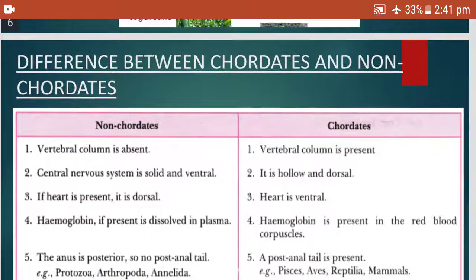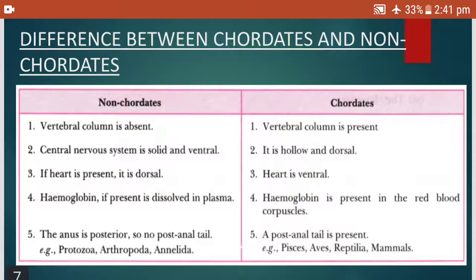Okay children. Now the next question is, write the differences between the chordates and the nonchordates. As we can see here, in nonchordates the vertebral column is absent, whereas in chordates the vertebral column is present. In nonchordates, the central nervous system is solid and ventral, whereas in chordates it is hollow and dorsal. If the heart is present, it is dorsal in nonchordates, whereas the heart is ventral in chordates.